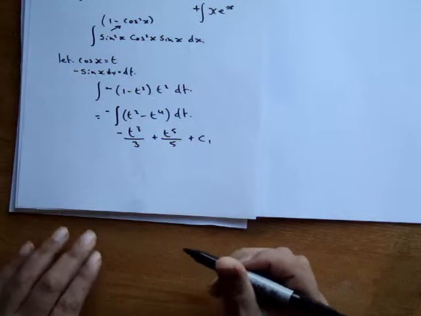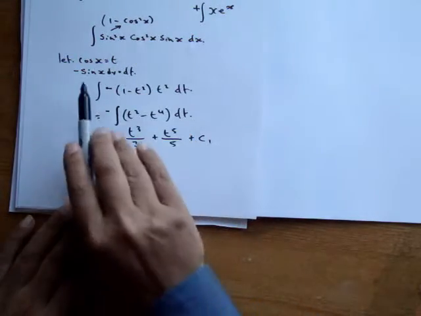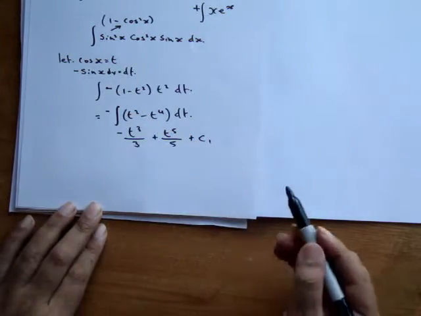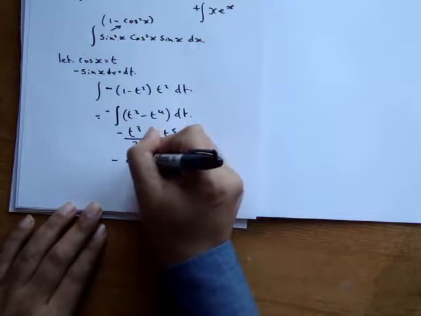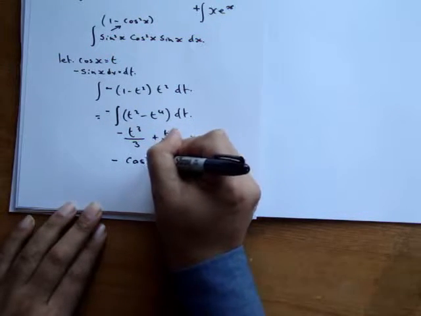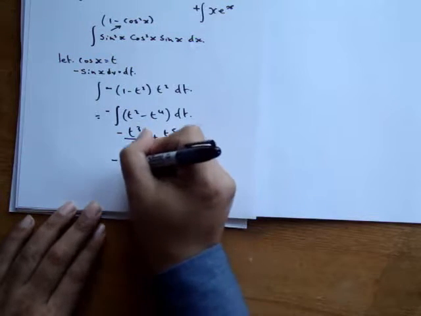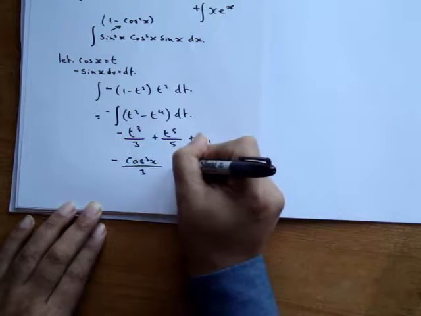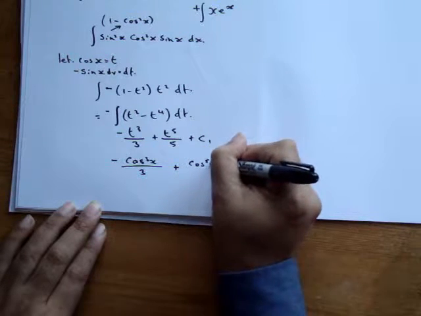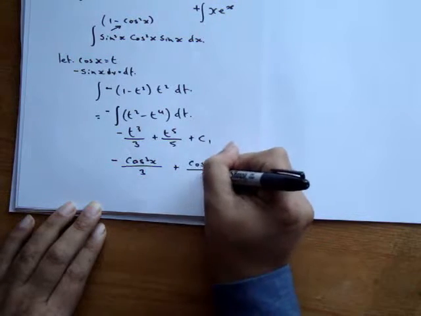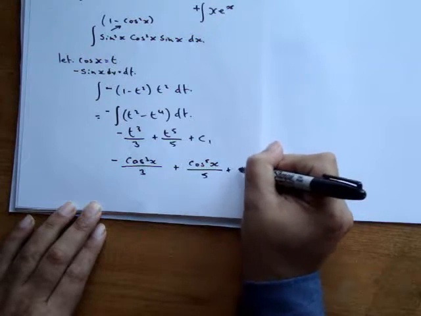So when we replace the t's from our substitution here, we get minus cos cubed x over 3 plus cos to the power 5 x over 5 plus a constant.